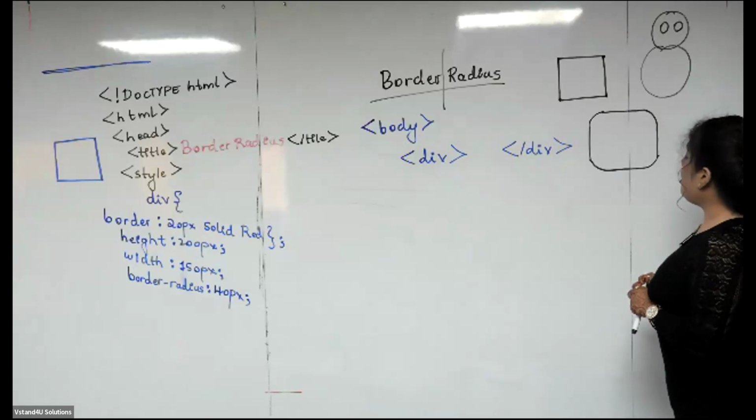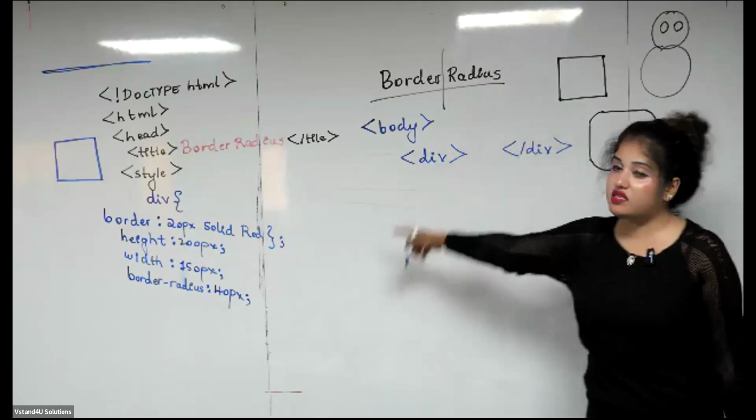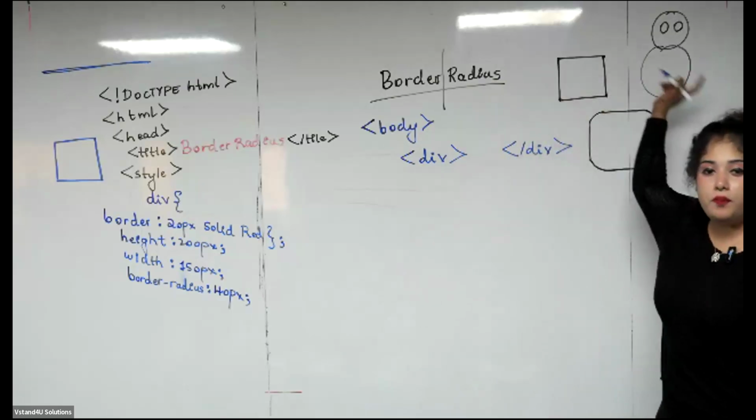Okay. So this is my task which I have to do. Let me explain this border radius first. Then you people perform this stuff.